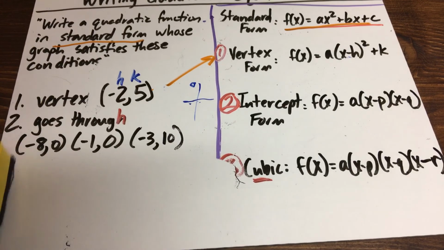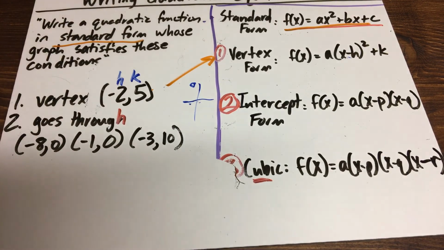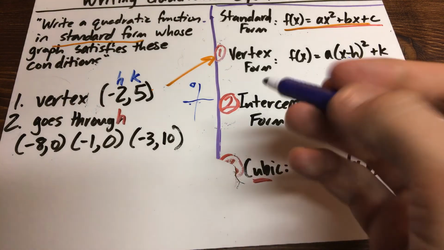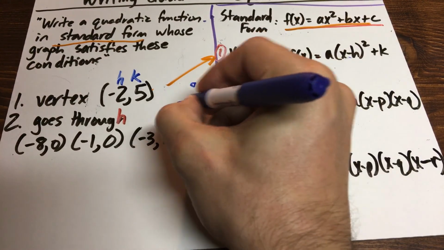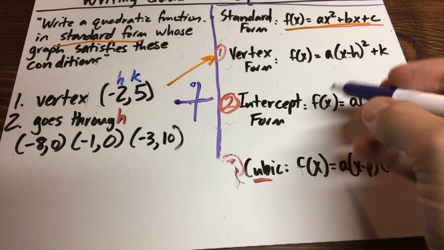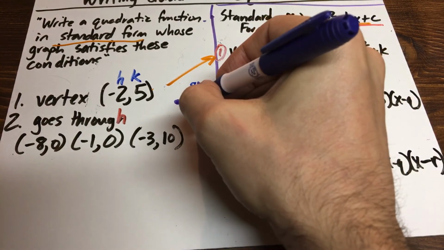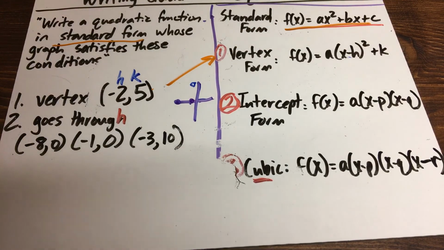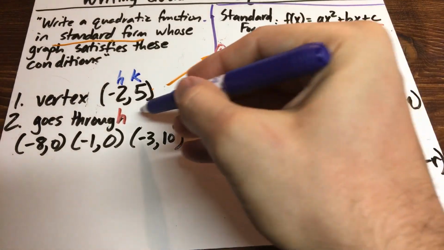Okay, let's do number 2, because number 2 is going to be similar, but now they've given us a little bit of different information, right? On number 2, they've given me, hey, this thing goes through the point -8, 0, which would be way out there. That'd be an x-intercept. They gave me -1, 0. That's also an x-intercept. And so that is a big clue that I want to use this.